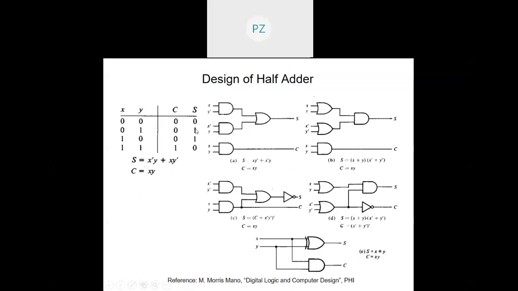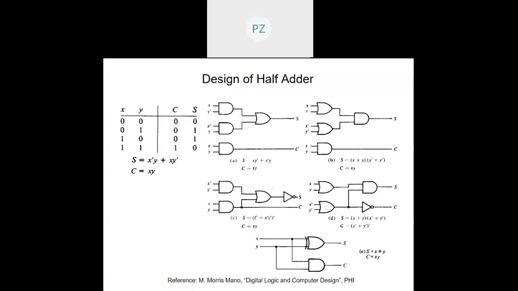Now coming to S, there are two ones, but again these two ones cannot combine, because this is essentially an exclusive OR function. Remember, this is the truth table of the exclusive OR function, right? So S is equal to x'y. I'll take the minterms corresponding to ones. So x'y + xy'. So this will be the expression for the sum bit of a half adder. I can realize them. xy' + x'y, this is the sum bit. xy, this is the carry bit.